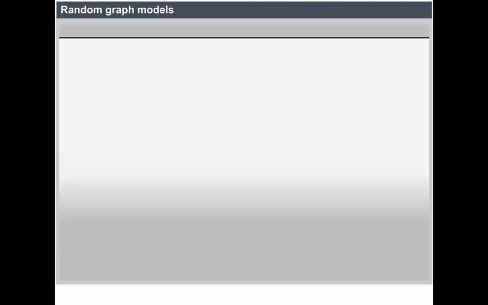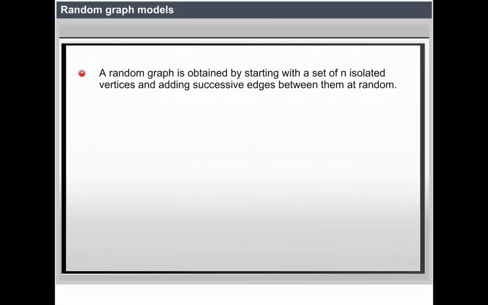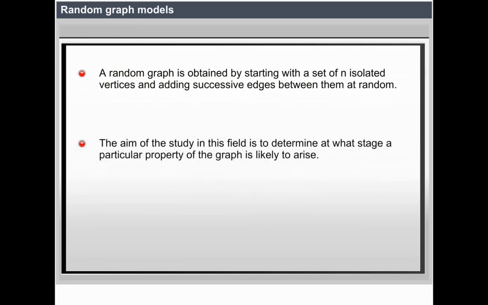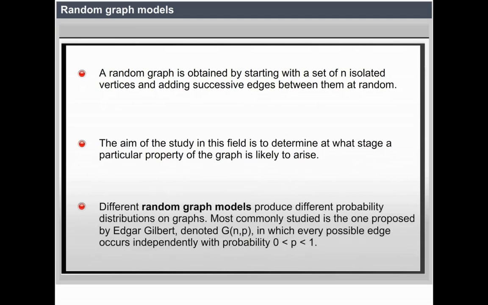Random graph models. A random graph is obtained by starting with a set of n isolated vertices and adding successive edges between them at random. The aim of the study in this field is to determine at what stage a particular property of the graph is likely to arise. Different random graph models produce different probability distributions on graphs.